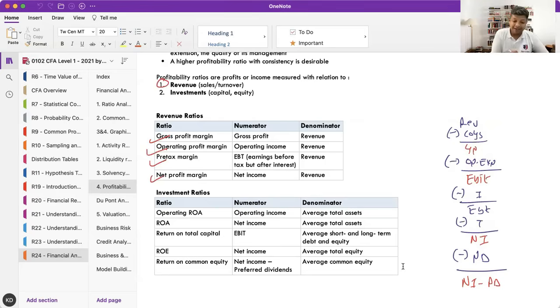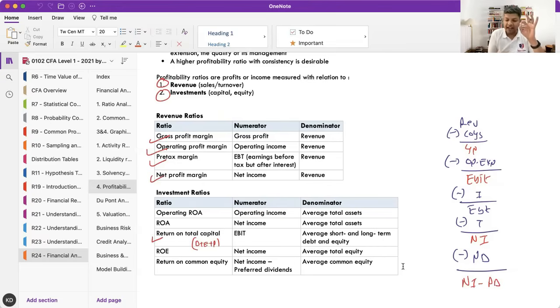Now, when it comes to investment, it is interesting. Focus on one thing. Return on total capital. What do I mean by total capital? Can I say total capital means debt plus equity plus preferred, all? Yes. What is the amount available for all?